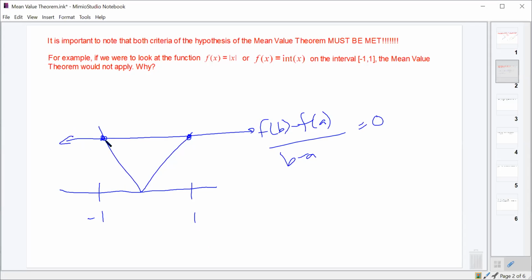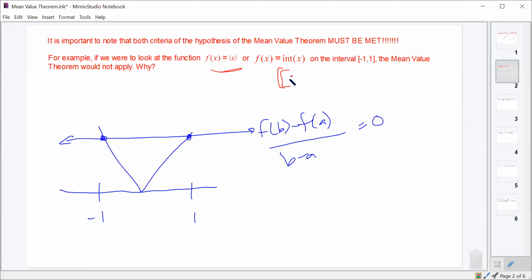Well, and there is nowhere between -1 and 1 where the slope of the tangent line is 0, is there? It's always either -1 or +1. And right here, there is no slope to that tangent line. There is no derivative at that point because it's a corner. And so we would say this one is not differentiable at 0, and so therefore we couldn't apply the mean value theorem.